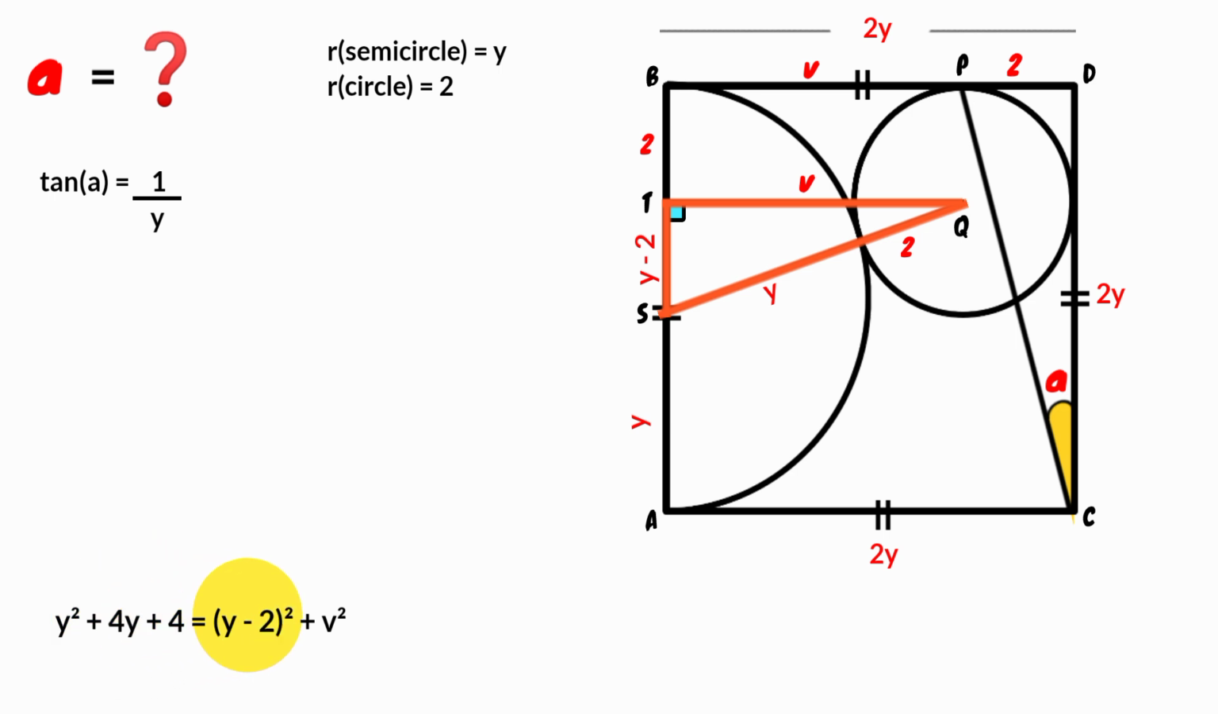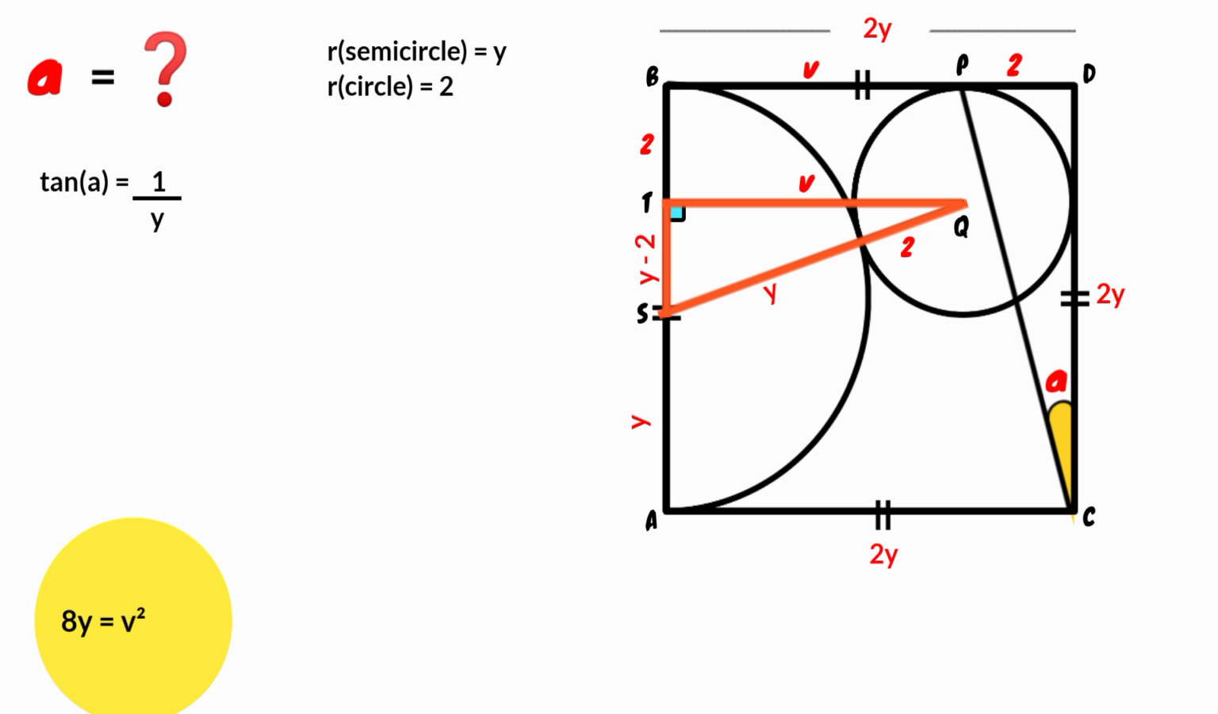This also, if we expand it, is y squared minus 4y plus 4. So y squared plus 4y plus 4 equals y squared minus 4y plus 4 plus v squared. This 4 eliminates this 4 on the left. This y squared cancels this y squared. This negative 4y, take it to the left. 4y plus 4y is 8y. So 8y equals v squared.